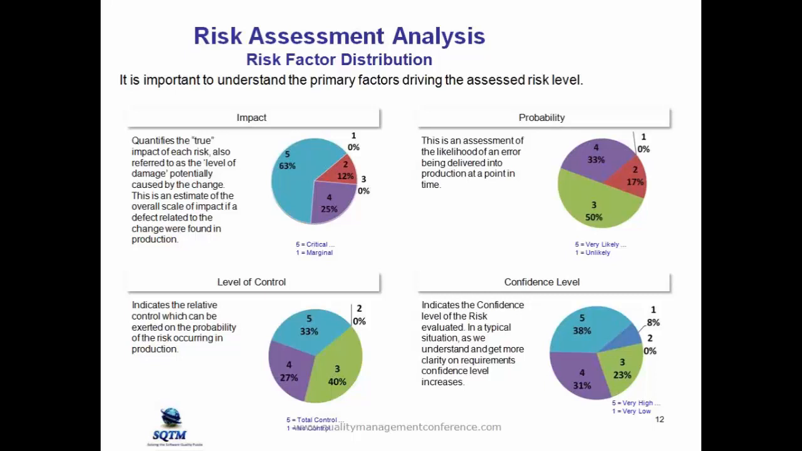The last factor here is going to be your confidence levels. This is really where a tester can come in. This is a rating of the tester's ability to understand the clarity of requirements and give a level of confidence that we have everything that we need in order to test this particular requirement. And I actually may have the numbers turned around here. It indicates the confidence level of the risk evaluated. So I would say a 5 should be very low confidence, and a 1 should be very high confidence.